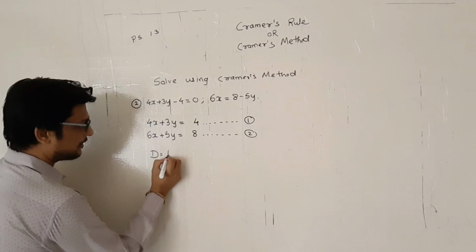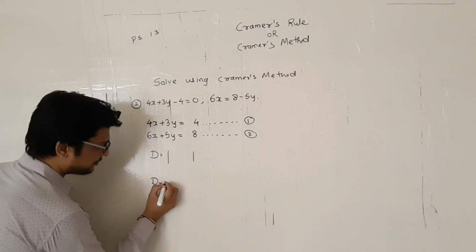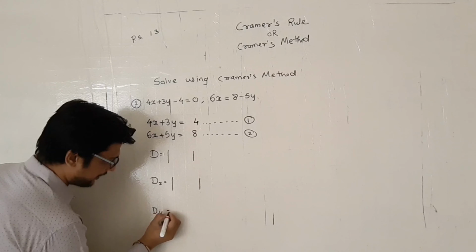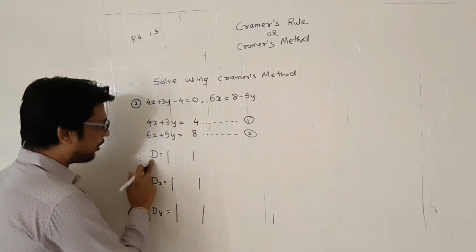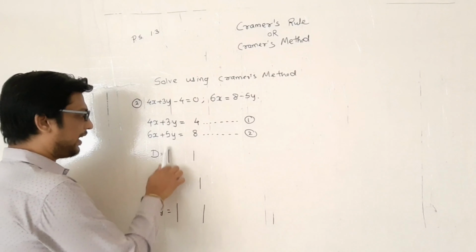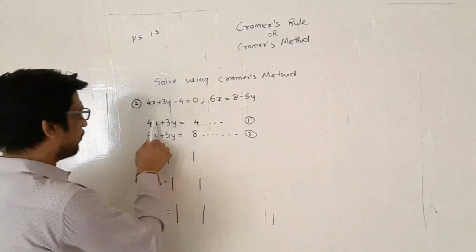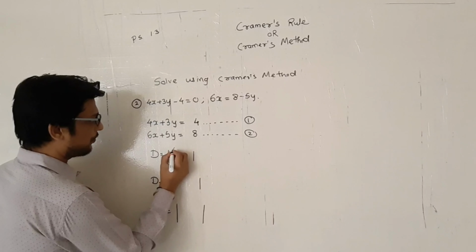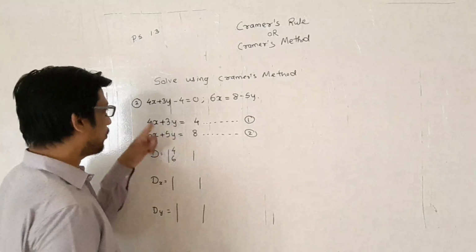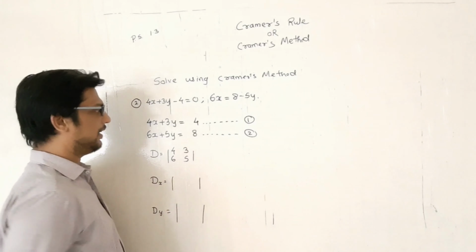D, then Dx, then Dy. Now how to write D? In the previous example we have seen this. Now for writing D, the first column is nothing but the coefficients of x. And what are the coefficients of x? 4, 6. The second column is nothing but the coefficients of y. And what are they? 3 and 5.